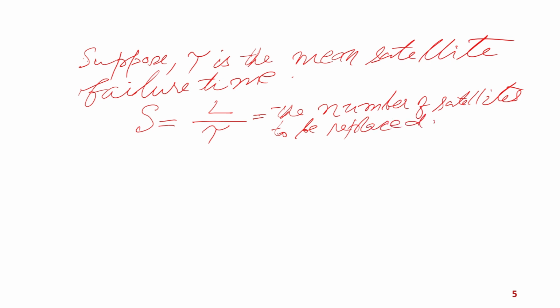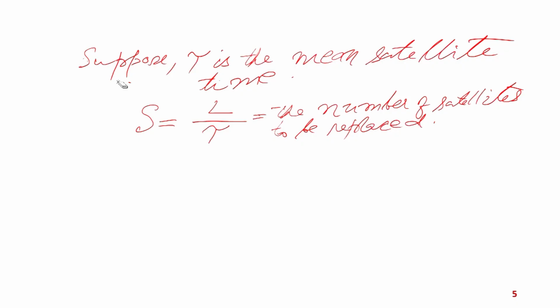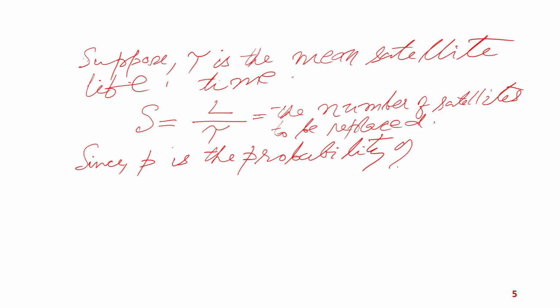If I know the mean satellite lifetime tau, then I can know the number of satellites to be replaced in the required time, that is, the required service period L. Now, P is the probability of successful launch of a satellite.